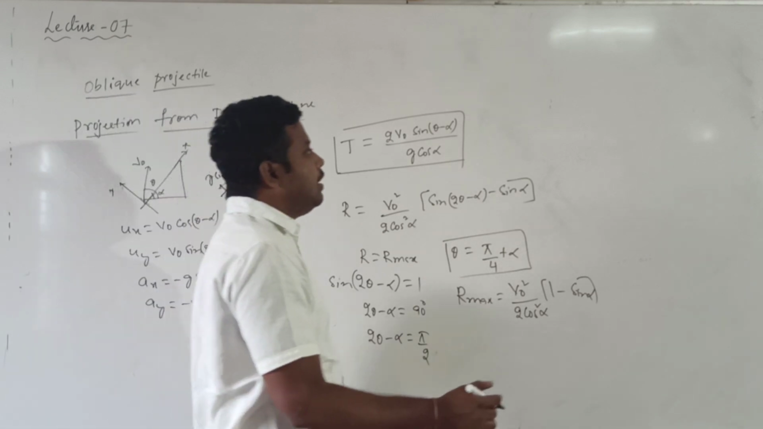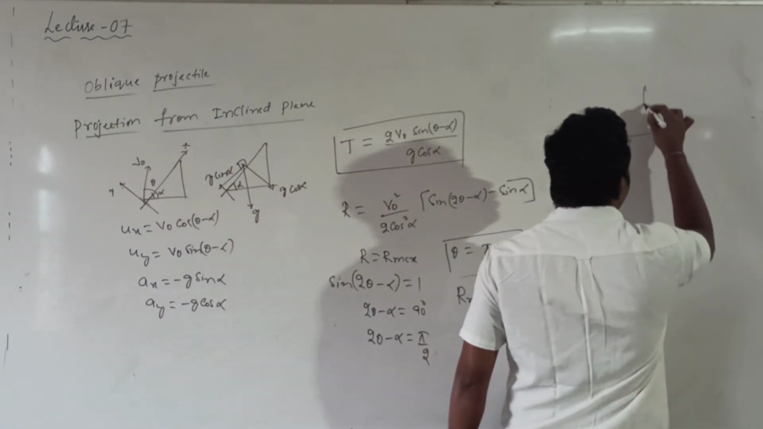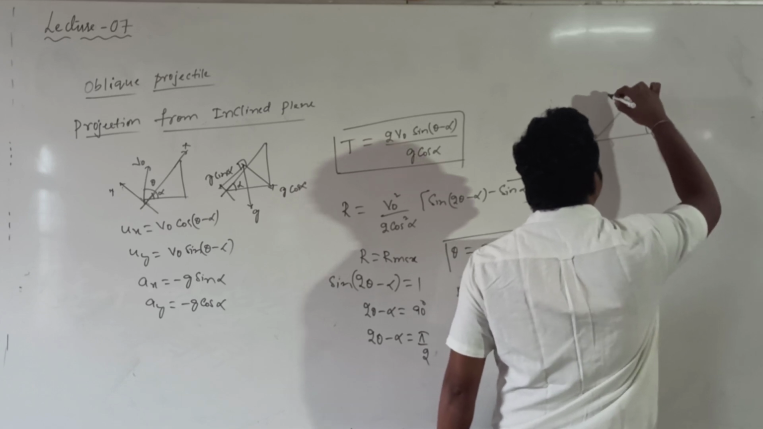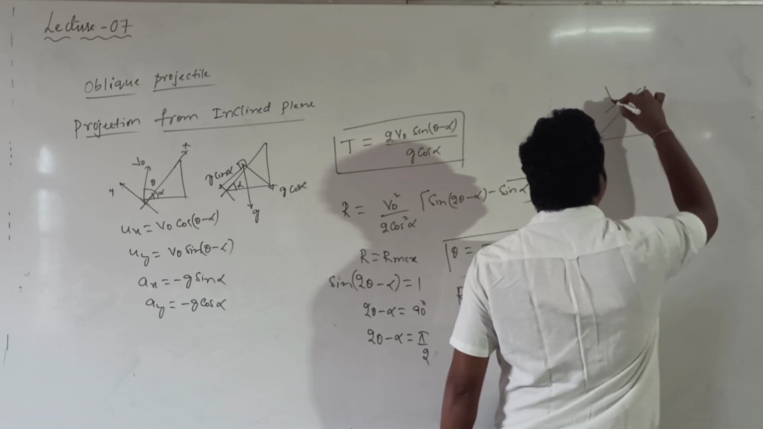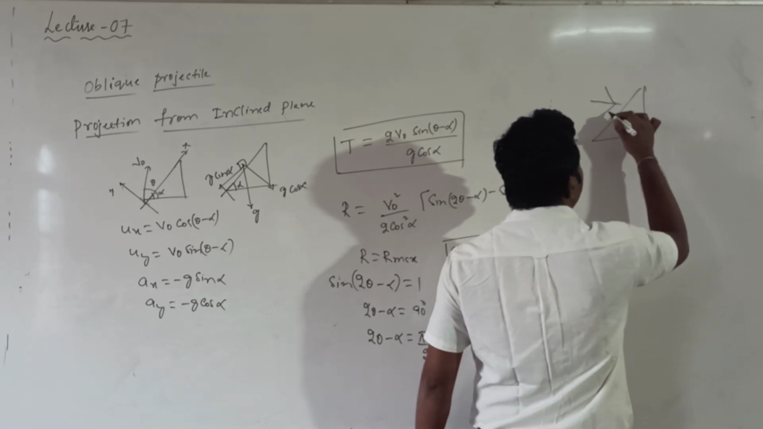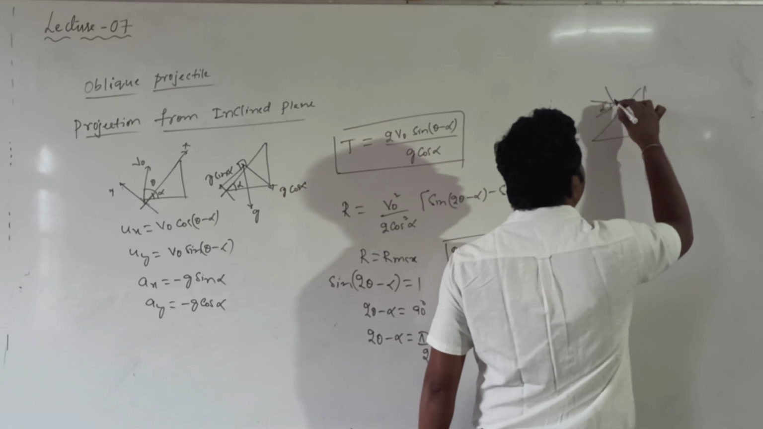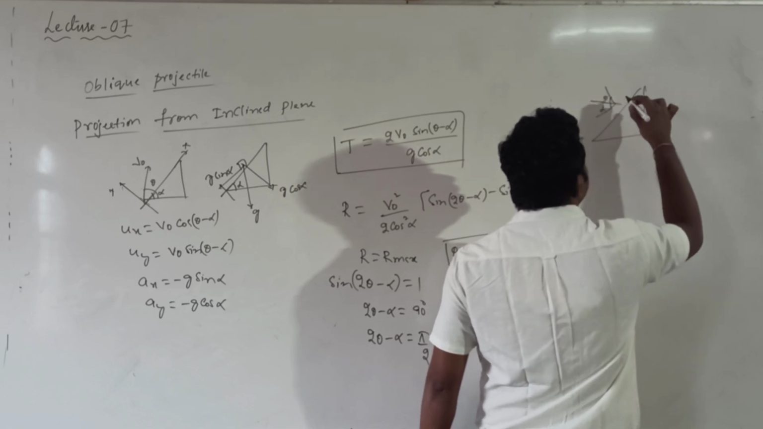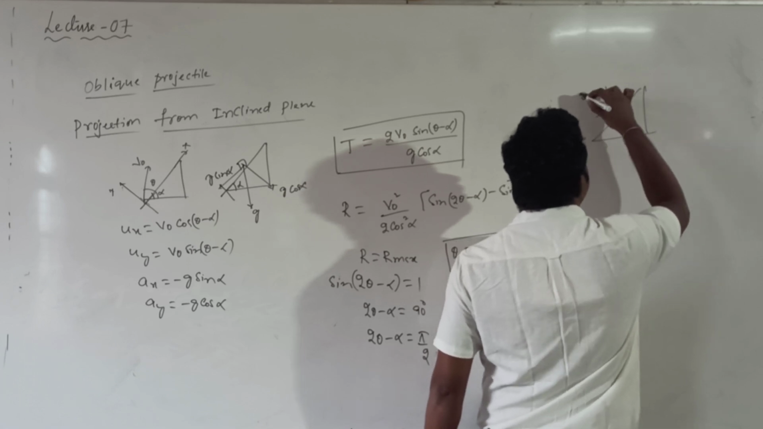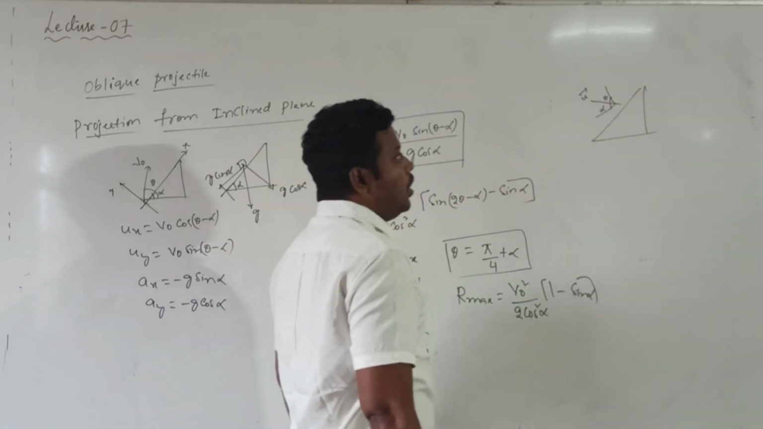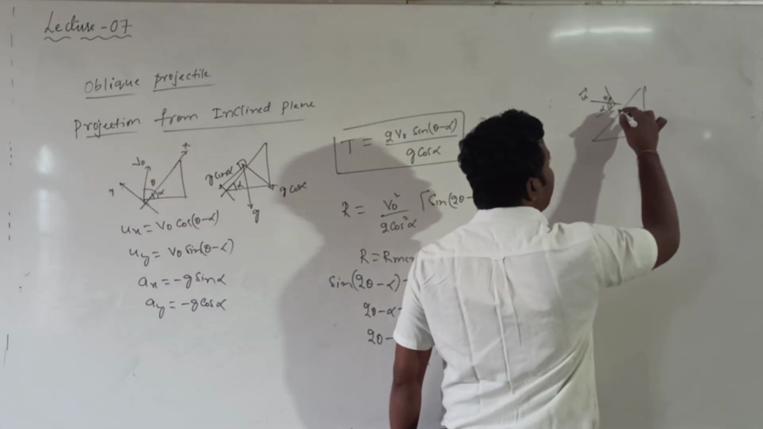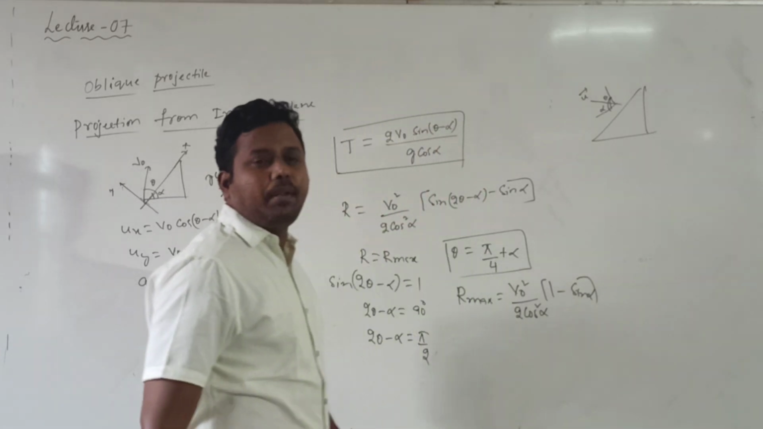Even in this case, sometimes they also use it. If the body is projected downward along the inclined plane, for example, the body is projected like this, this angle is alpha and this angle is theta, with initial velocity u bar. Body projected upwards or down the inclined plane, then the total angle of projection becomes theta plus alpha.